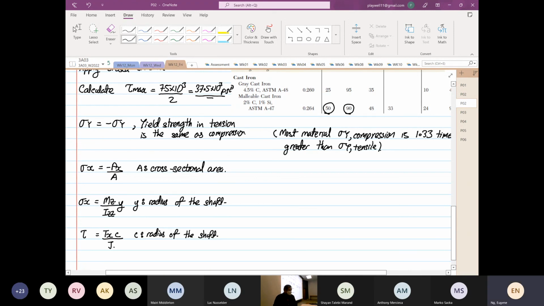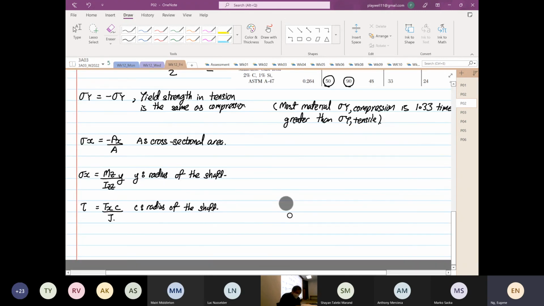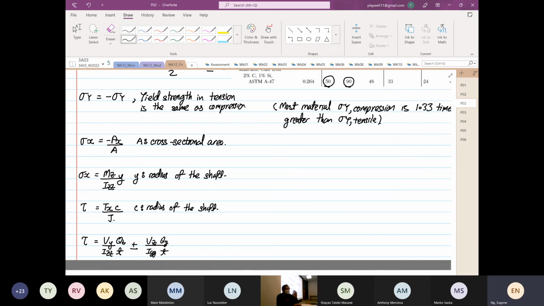We have all these formulas, and then we have one more which we cannot use because we don't know the shear force value. In fact, if there is, we would find the shear as Vy over Izz times Qz over T, plus or minus Vz over Iyy times Qy over T. But we were not given these values at all. We are not given what V is at all.